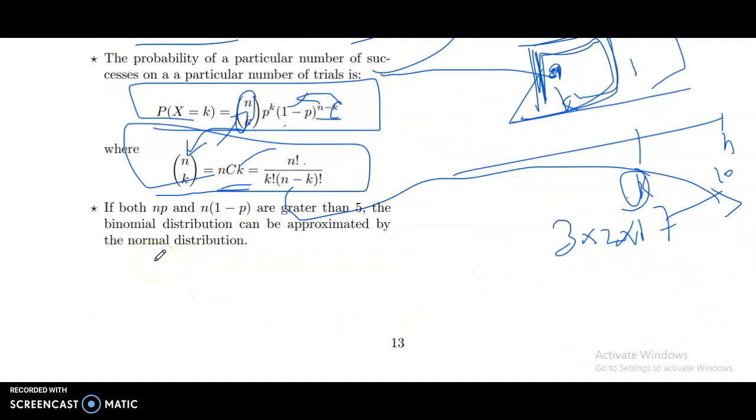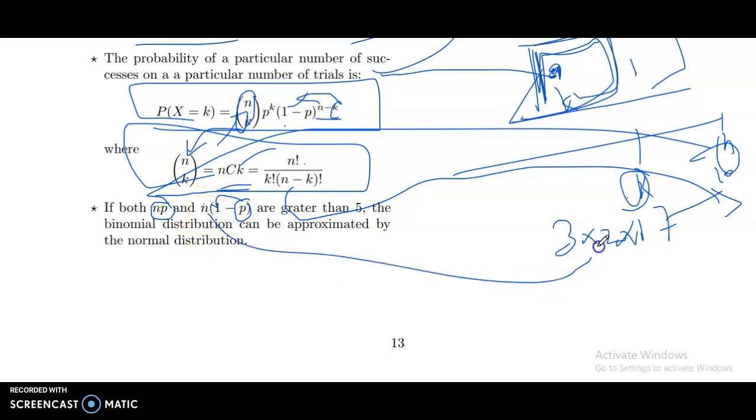If both np and n times 1 minus p are greater than 5, the binomial distribution can be approximated by the normal distribution.